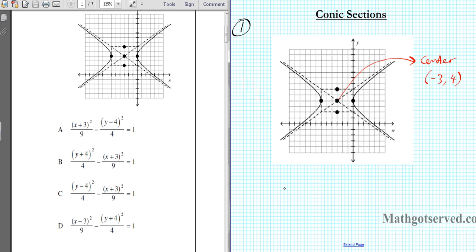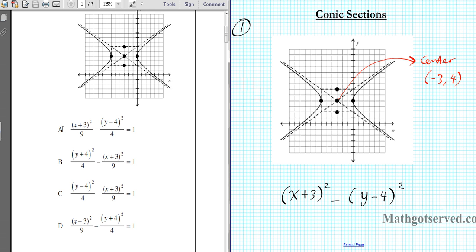Since the orientation of our hyperbola is side to side, that means x is going to be positive and y will be negative. So we're going to have x, and then the opposite, plus 3, quantity squared, minus, and then for the y, the opposite of plus 4 is minus 4, quantity squared.